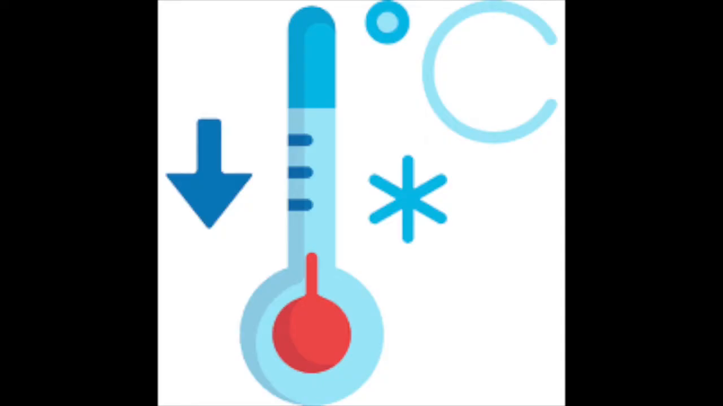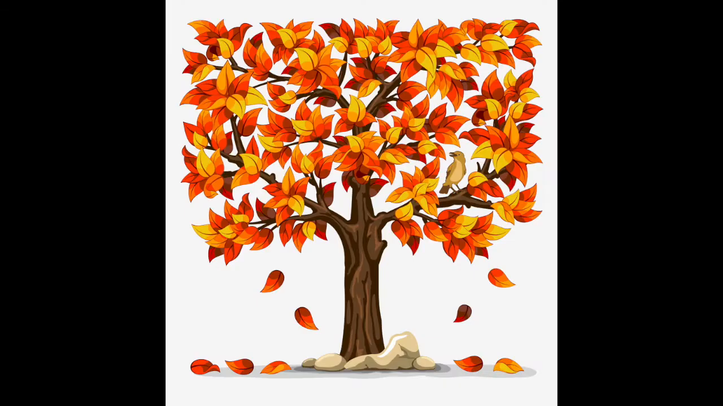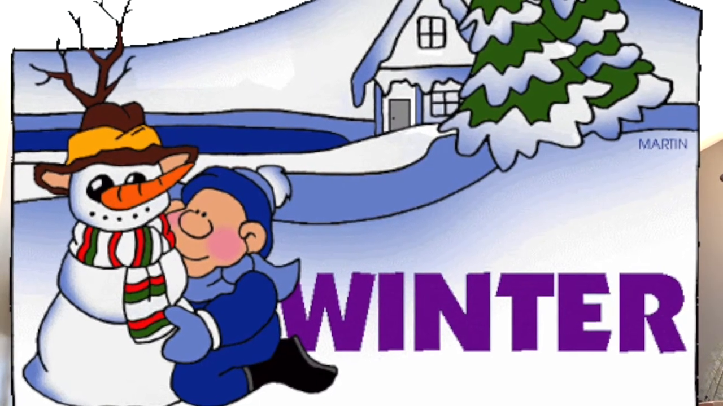What happens in fall? Right, the temperatures get colder, leaves start to fall off the trees, and then we'll have fall for a few months, and pretty soon, what will come next? Do you know what season comes after fall? If you guessed winter, you're right.